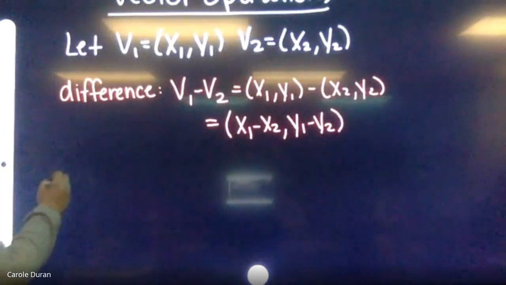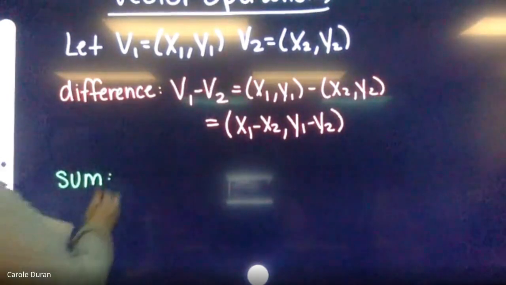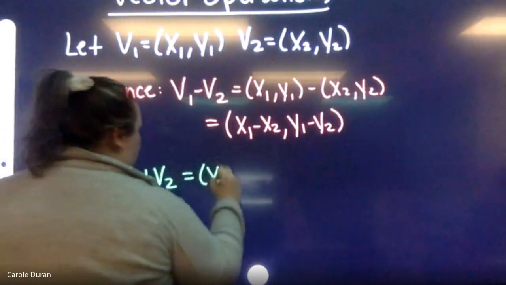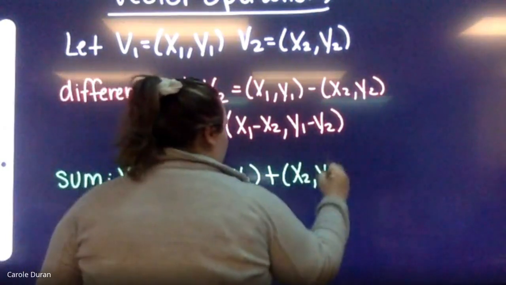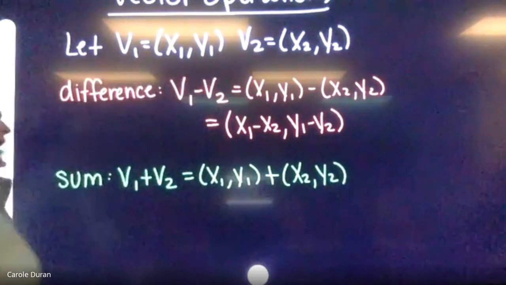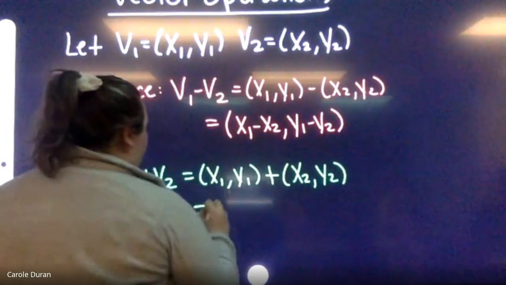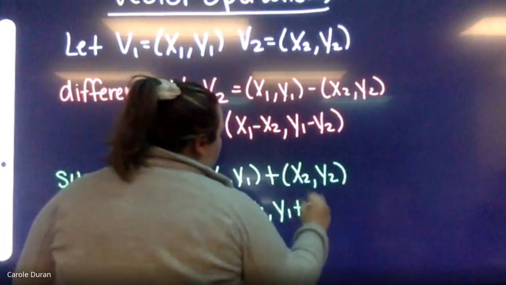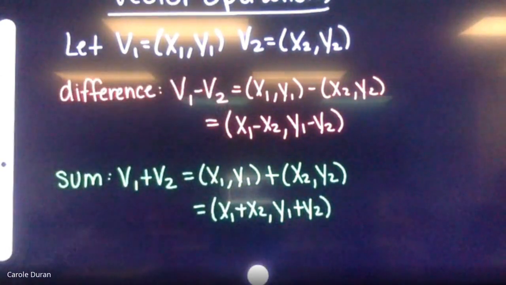We also have the sum rule, which we already wrote down, which we're going to write again. So on this rule, I have two vectors, x1, y1 and x2, y2. When I add them together, I add like terms. So this becomes x1 plus x2, comma y1 plus y2. I just wanted to rewrite it so that all of my operations were together.